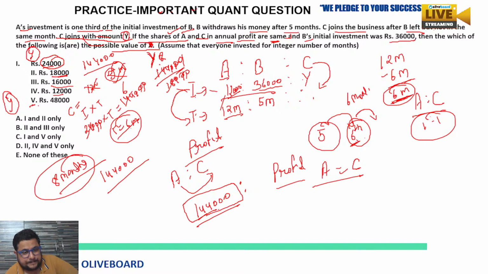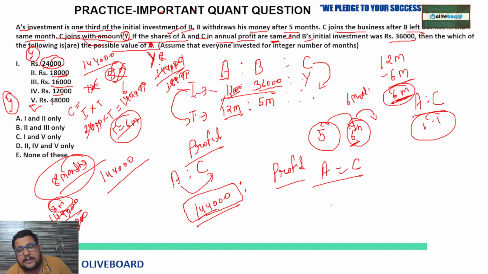Now fifth, 48,000. So 144,000 by 48,000. Okay, so zeros cancel, by 48 you can cancel this, 3 months. So there may be a possibility that C has invested for 3 months. Yes. So fifth also possible value, because it is less than or equal to 6 months.